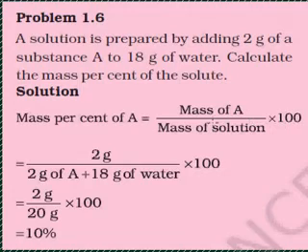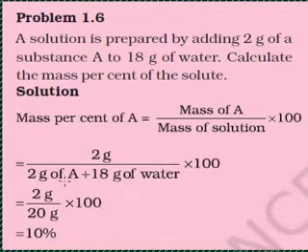Now you know when you find a percentage, you multiply by 100, just as when you find the percentage of your marks, you write down your marks upon total marks into 100. So here in the same way you can remember that mass of component A, because you have to find the mass percentage of A, divided by total mass, that is the mass of the solution, into 100. So you are getting 2 gram, which is given in the question as mass of A, divided by 2 gram of A plus 18 gram of water.